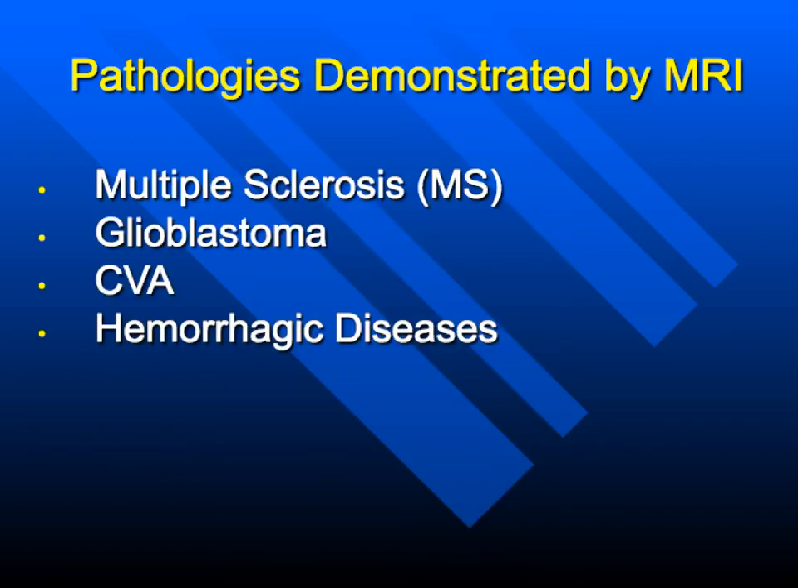Okay. Pathologies, the most important pathologies that are demonstrated by MRI, one of them is multiple sclerosis. Glioblastoma is another one. CVA, or cerebrovascular accident. Those are the strokes that happen, right? The stroke. And hemorrhagic diseases. These are bleeding.